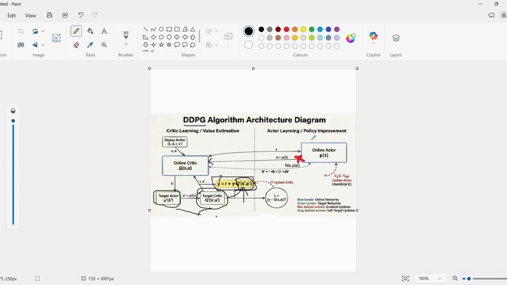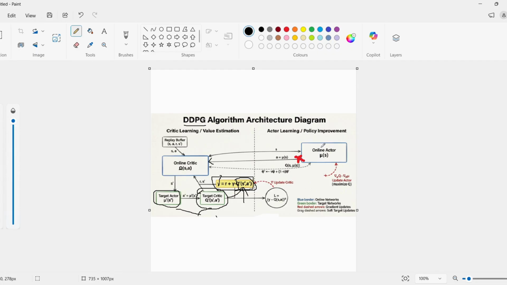Now remember what the promise of the actor network is. The actor network says that if you give me a state S, I am going to give you the best action A that you can take from that state S. This is the promise of an actor network. So now we need to train this actor network.